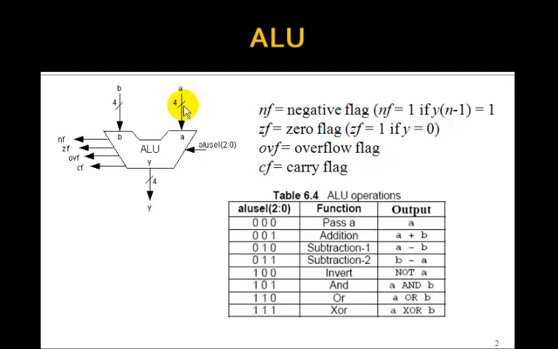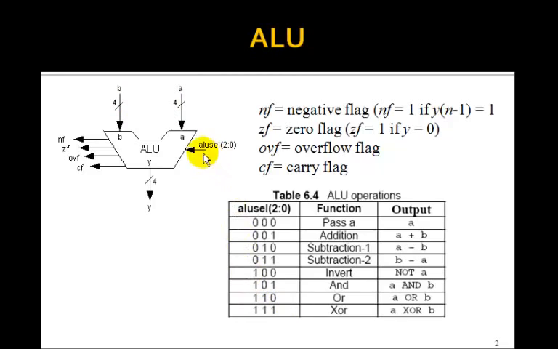That is, it does a bitwise NOT operation, or 1's complement of A. If you make ALU select 5, then it does a bitwise AND. That is, each bit of A gets ANDed with each bit of B, and the result is what's in Y. If the ALU select is 6, it does an OR operation. That is, a bitwise OR. Each bit of A is ORed with each bit of B.